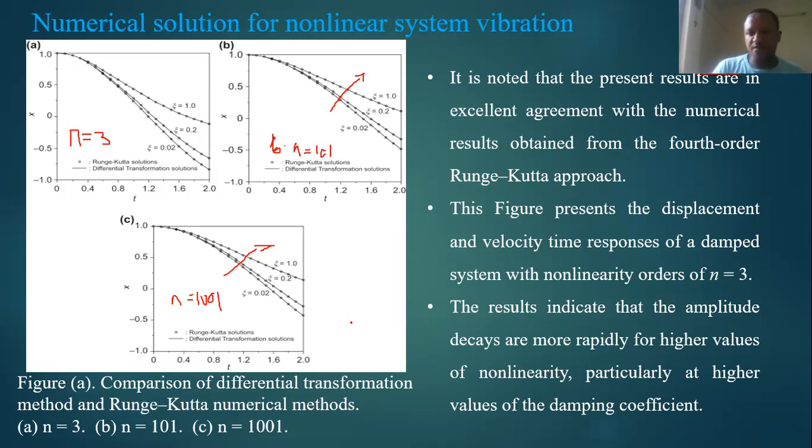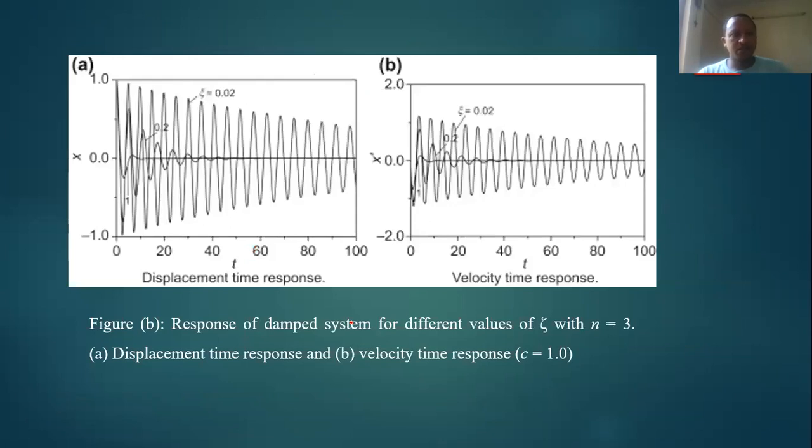Okay. So the results show the amplitude decays more rapidly for higher values of nonlinearity, particularly at higher values of damping coefficient. So here we can see the displacement time plot. Okay, this is the time axis, this is the displacement axis. You see, this is zeta 0.2, zeta 0.02, zeta equal to 1 case. So in the case of 0.02, we can see this light line having high amplitude.